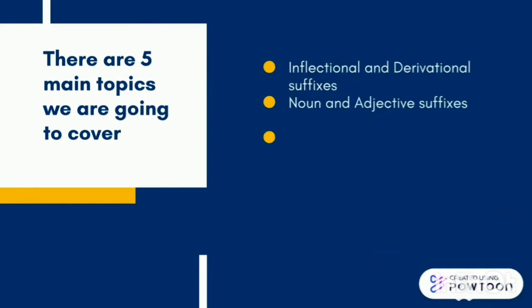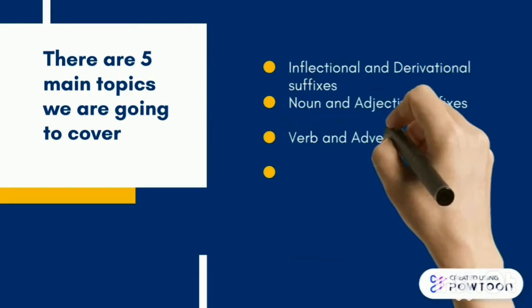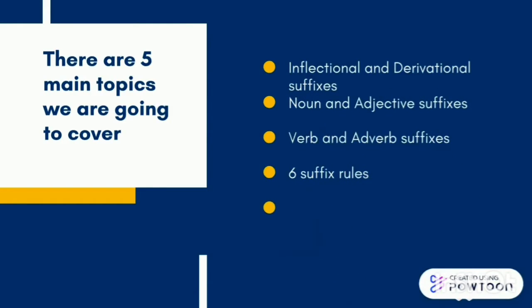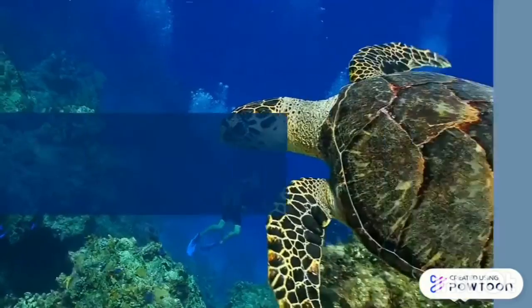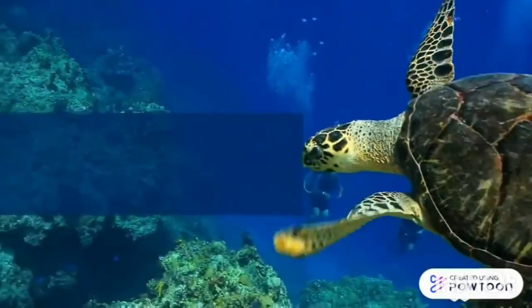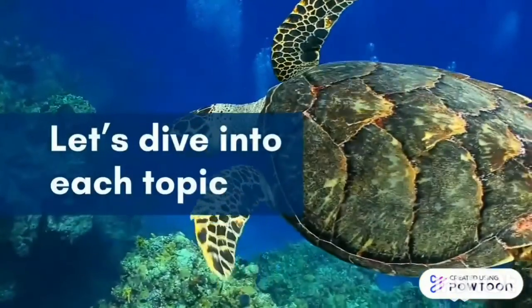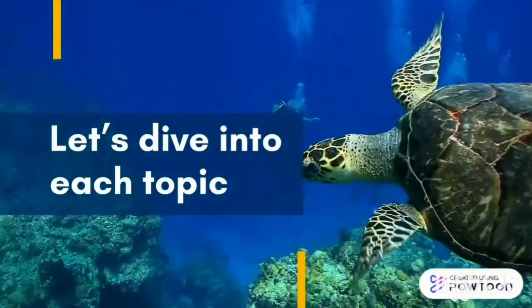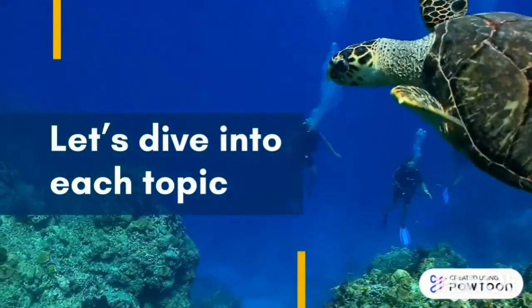Today there are 5 main topics we are going to cover. The first, inflectional and derivational suffixes. Second, noun and adjective suffixes. The next, verb and adverb suffixes, 6 suffix rules and exercise. Let's dive into each topic, and you can learn in detail. Here are some explanations and examples.